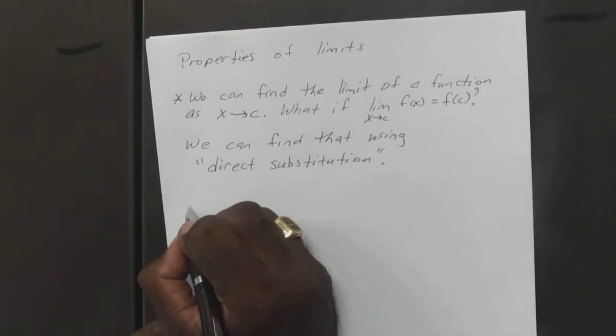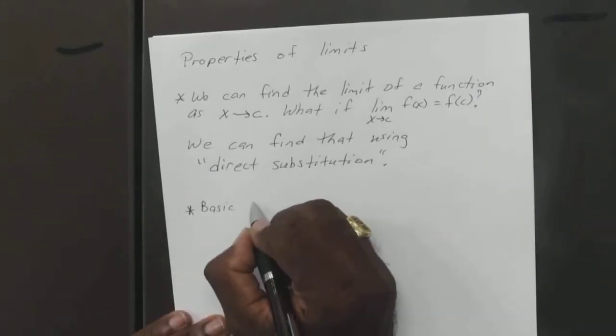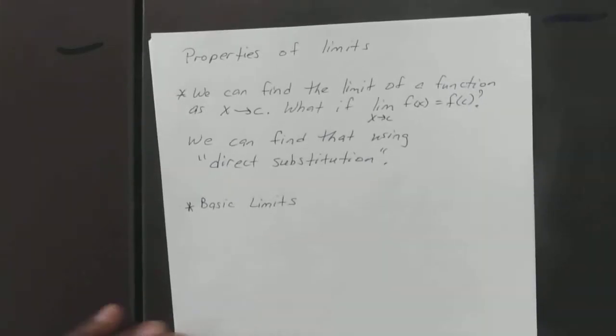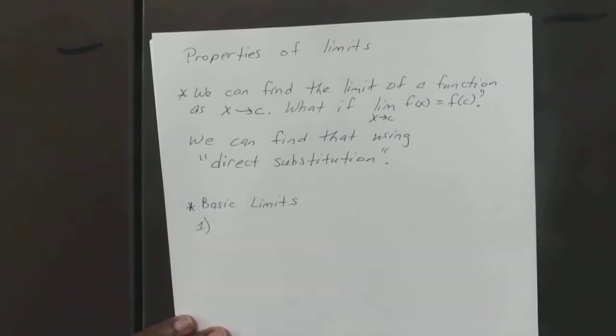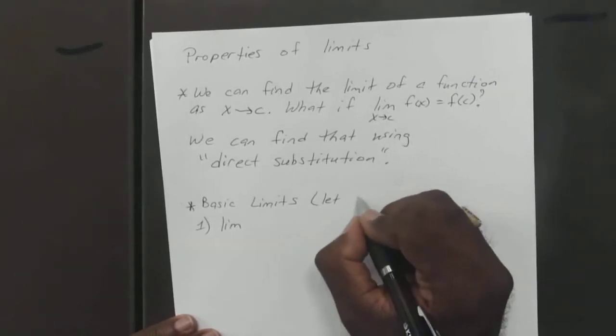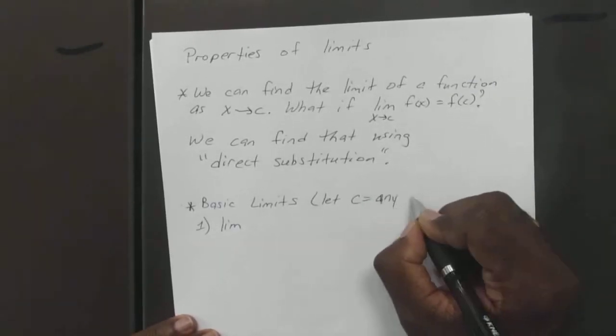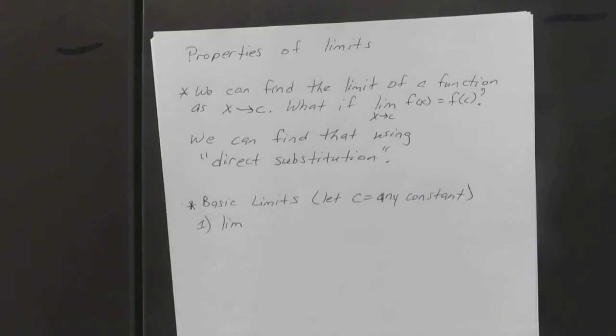Okay, so let's say we have our basic limits. These are just the everyday limit behaviors that you want to look at or remember. You don't really have to memorize them. Once you use them, you'll kind of know what to do with them. Okay, so the first is, we'll say, let c equal any constant. So c just represents any number, that's all. Instead of putting in a 3 or a 4, we just let c be anything.